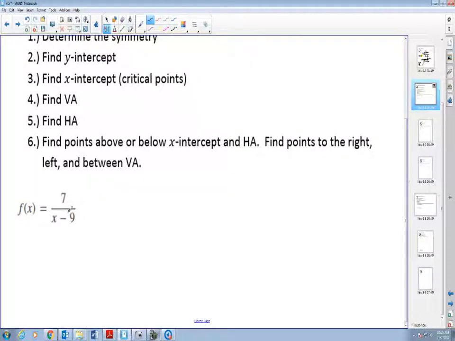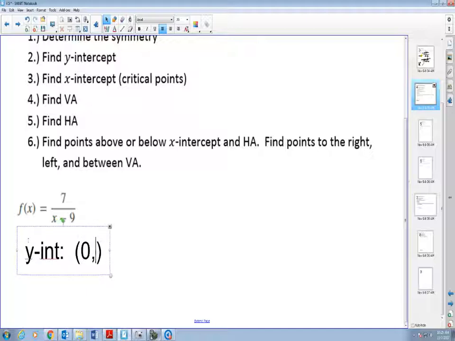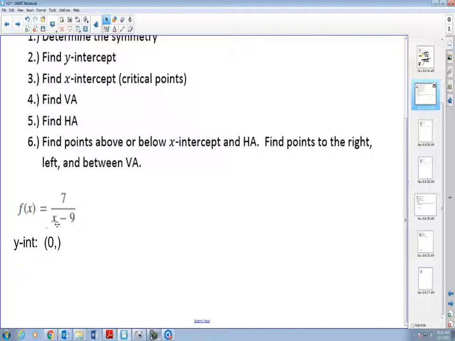Okay, so first thing, find the y-intercept. Remember, for the y-intercept, find y when x is equal to 0. If I substitute 0 for x right here, that will be 7 over negative 9. That will be negative 7 over 9.